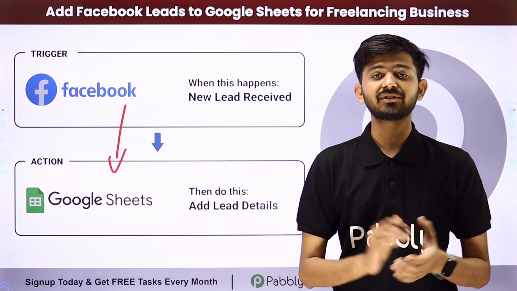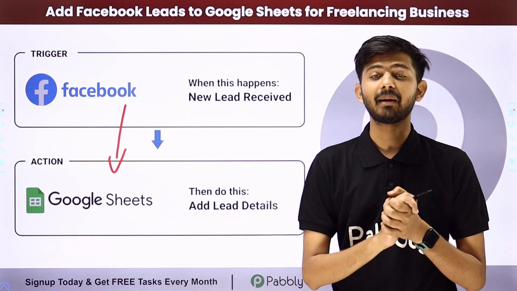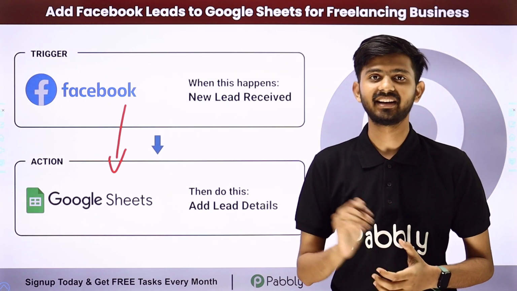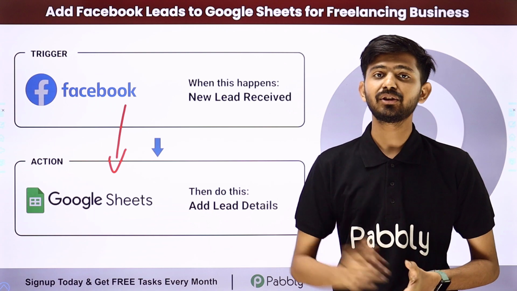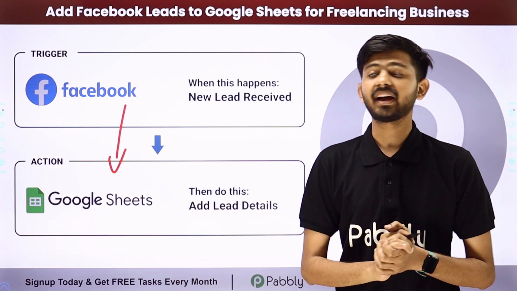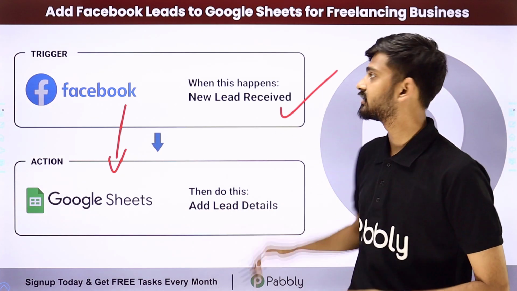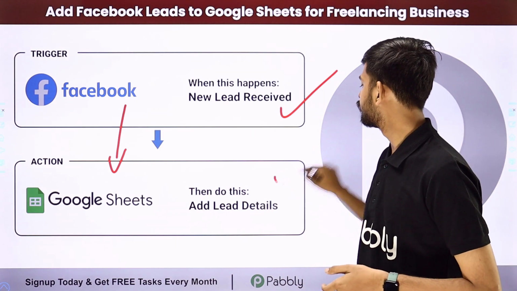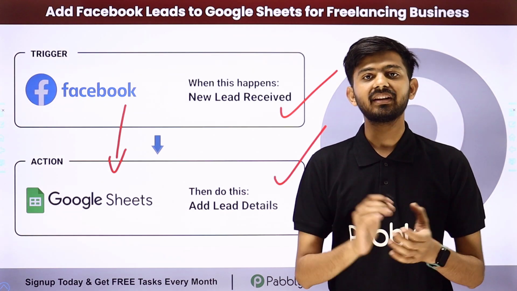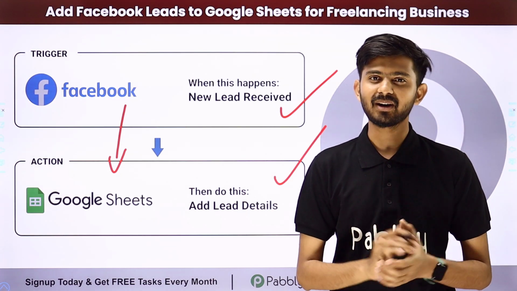So for creating this connection, I'm going to use Pabbly Connect, which is an amazing software for automation and integration. In Pabbly Connect, I'm going to use trigger and action. In trigger application, I'm going to use Facebook lead ads. In action application, I'm going to use Google Sheets. So how I'm going to build this connection? For that, let me take you to my computer screen.